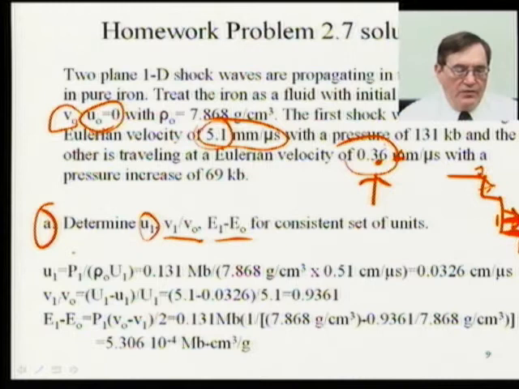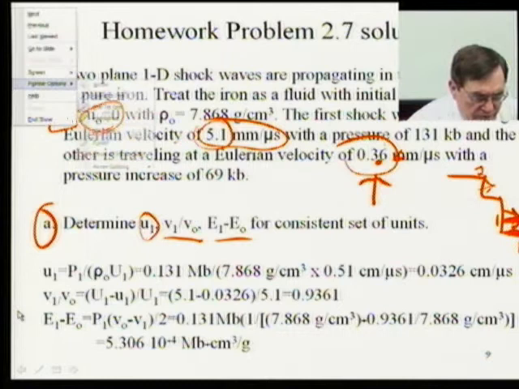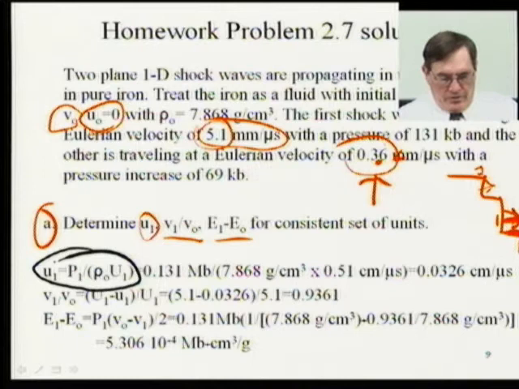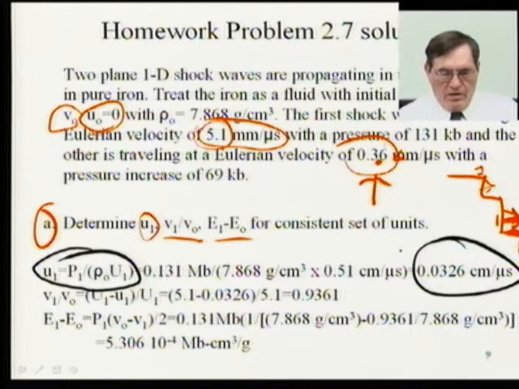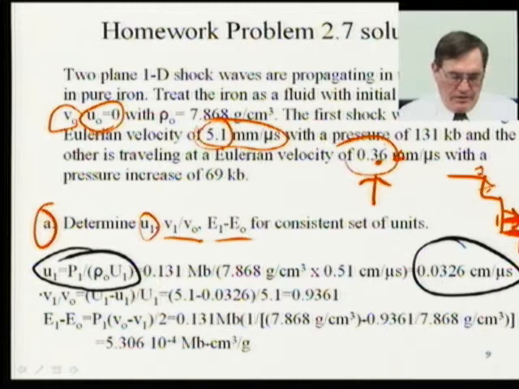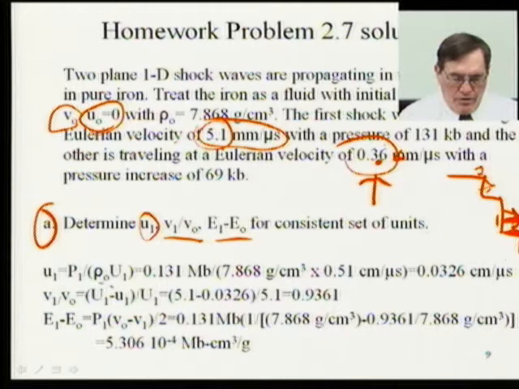Well, it's just the single wave equation, which we derived in class. You just solve that for particle velocity and substitute in, and here I'm using consistent units. So I find that the particle velocity is 0.0326 centimeters per microsecond for that first shock wave. That's just the particle mass velocity behind that first wave. And for the compression, which is the next step, it's just this equation.